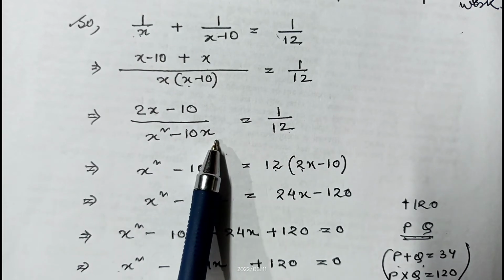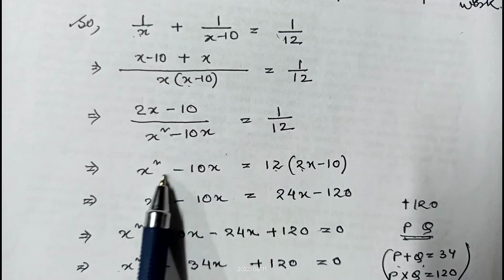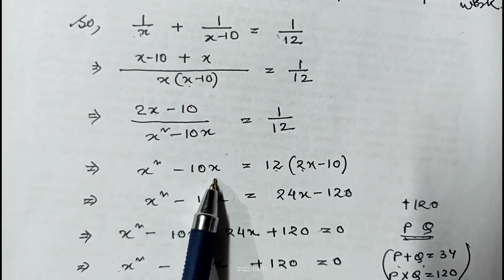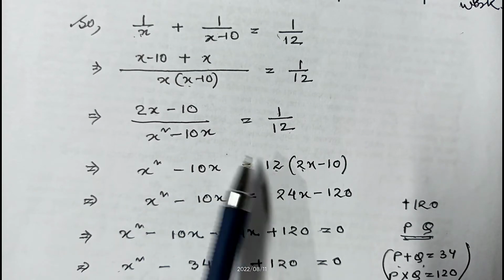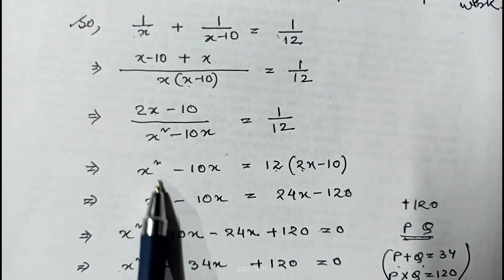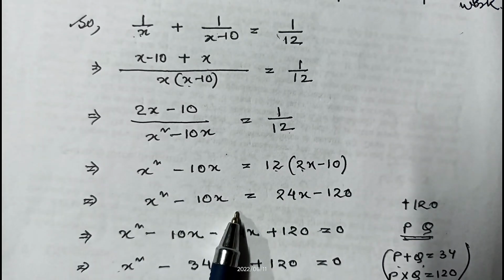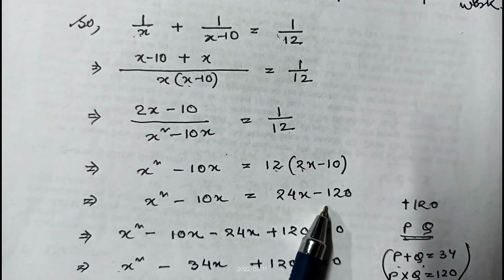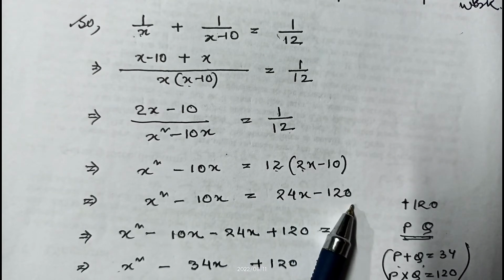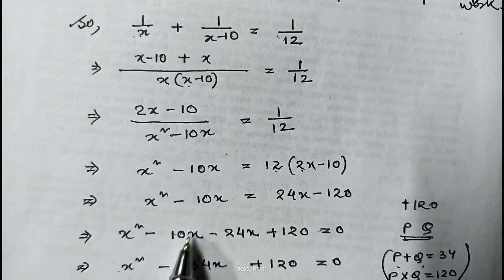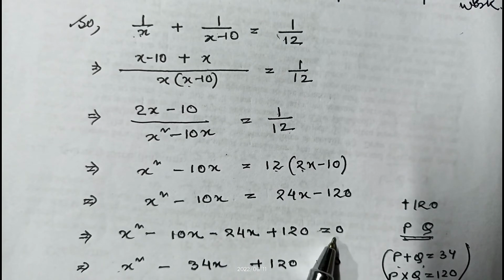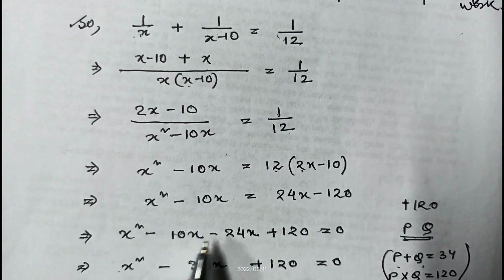Now if we cross multiply, X square minus 10X into 1 will remain the same. X square minus 10X equals 12 into 2X minus 10. So X square minus 10X equals 24X minus 12 into 10, 120. So it will be X square minus 10X minus 24X plus 120 equals 0. So X square minus 24X and minus 10X will be added, so it will be minus 34X plus 120 equals 0.